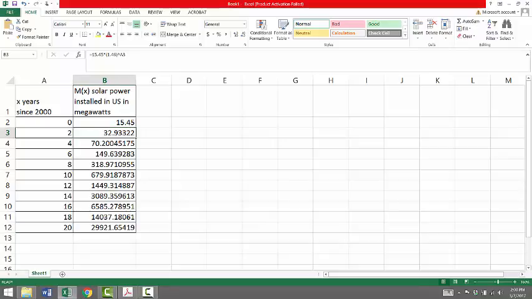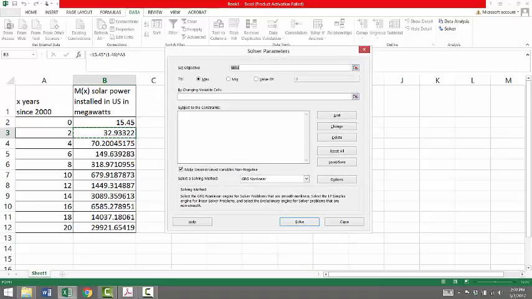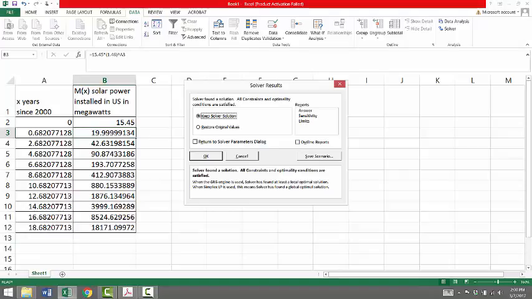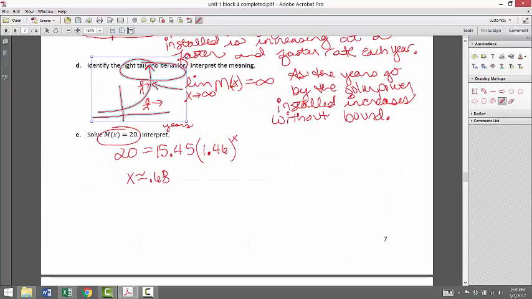All right, so put your cursor in cell B3. You go to Solver. In Solver, I set the objective cell to the cell B3, where my formula is. I'm going to change it to a value of 20 by changing the X value cell. I hit Solve, and there it goes. It says it's about 19.99999 when the X value is 0.68. So midway through the year 2000, the U.S. solar power installation will be about 20 megawatts.